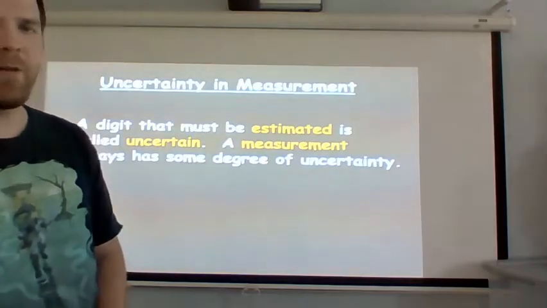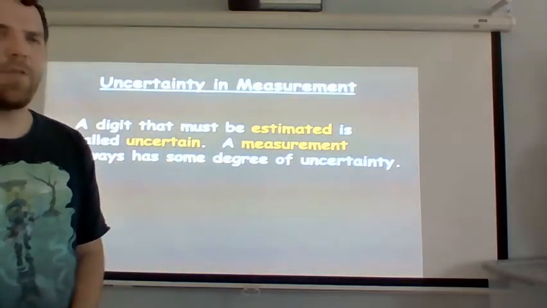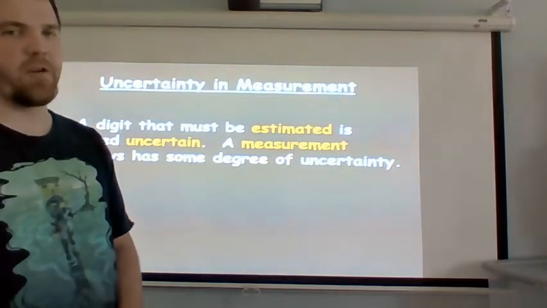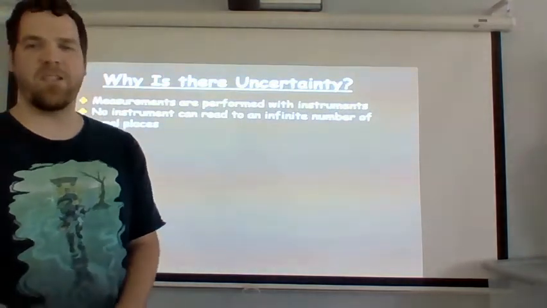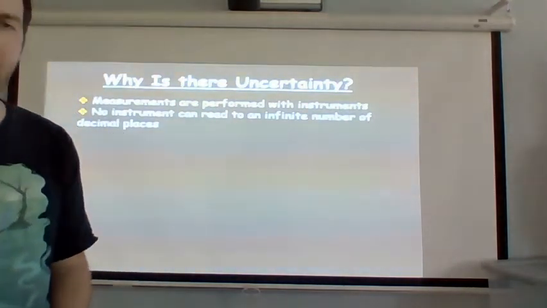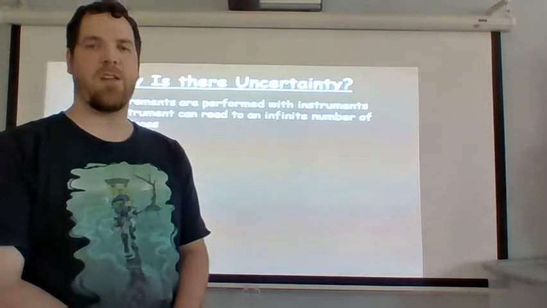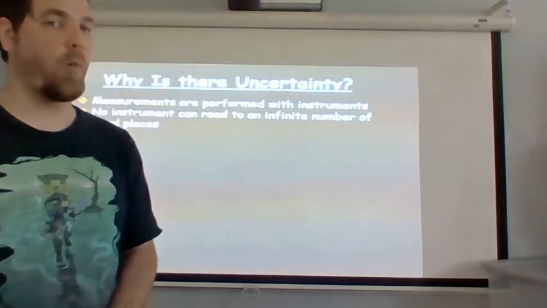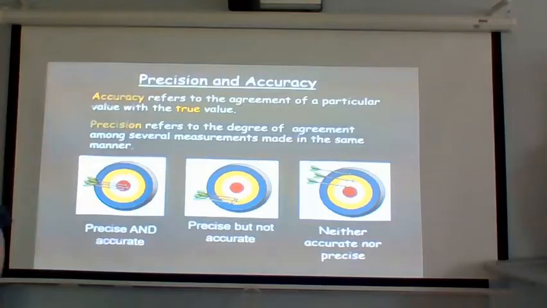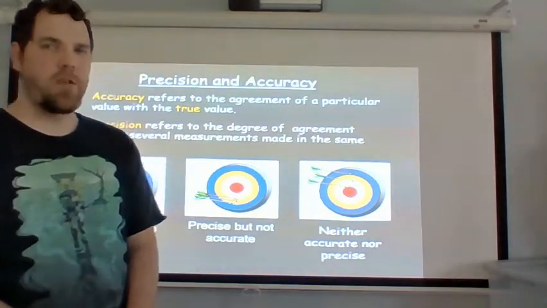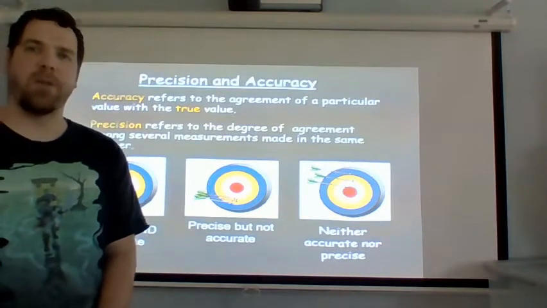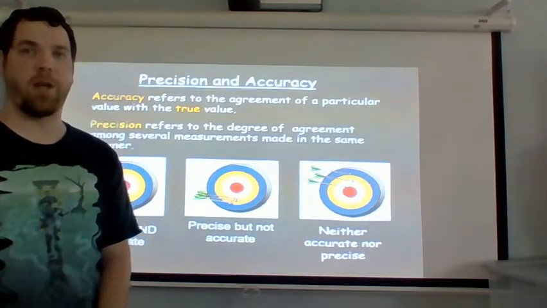Here we can talk a little about uncertainty and error, and how there will always be uncertainty in every measurement. Basically, since there isn't an instrument in the world that can measure to an infinite number of decimal places, the next digit will always be uncertain. This brings us right to accuracy and precision. Sometimes people use these synonymously, but they don't actually mean the same thing.